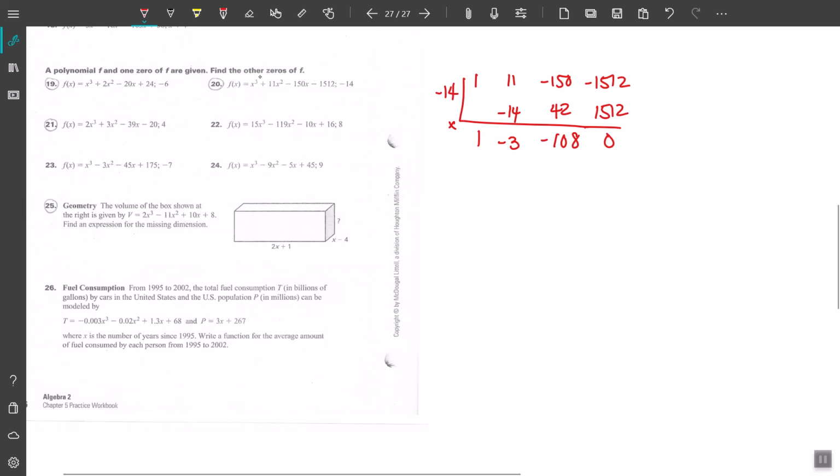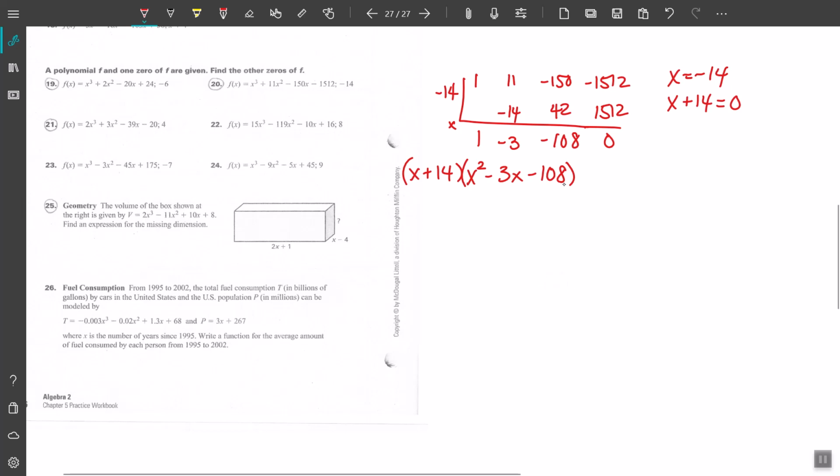Highest degree is this x cubed, so I'm going to make this one lower, x squared minus 3x minus 108. There's one factor. This right here was my zero, so that was my already solved for x equals -14. If I want to go backward and get the actual binomial that's a factor, then I'm going to add 14 to both sides. I'm just going to go backward and make it equal to 0 there. So that means that my other factor was x plus 14. Okay, so this is the factored form.